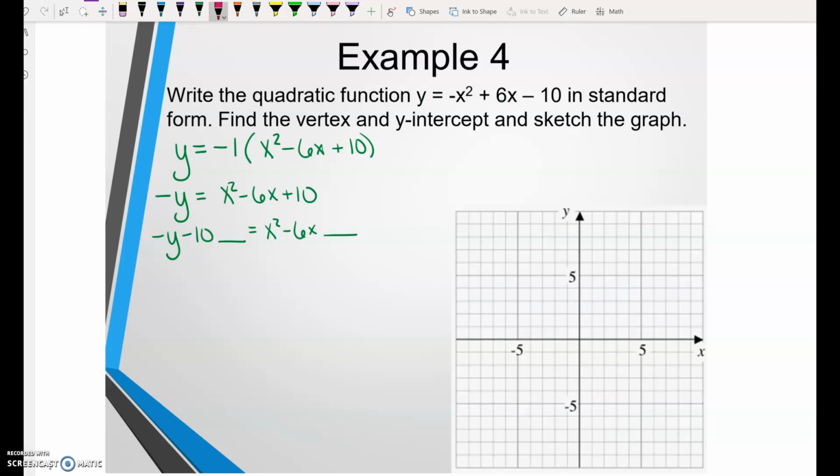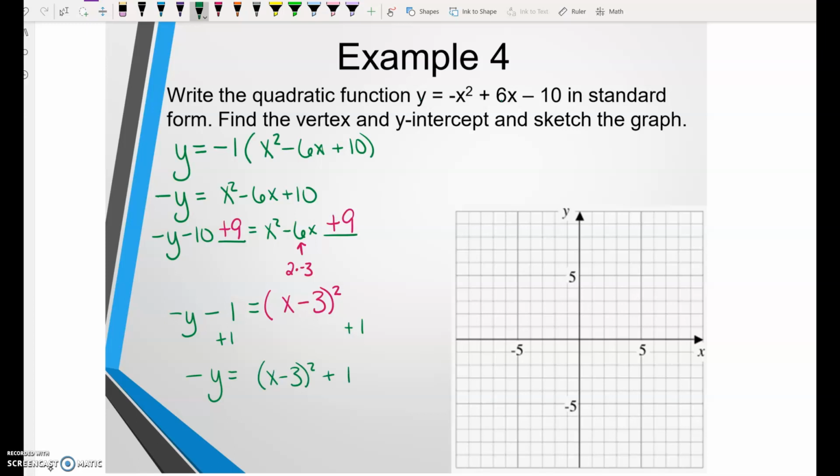Now we need to complete the square. So negative 6 is 2 times negative 3. So we need to do negative 3 squared in this blank. Negative 3 squared is positive 9. That makes our factored form on the right side x minus 3 squared. On the left side, we now have negative y minus 1. We can add 1 to both sides to make it look better. So negative y equals x minus 3 squared plus 1.